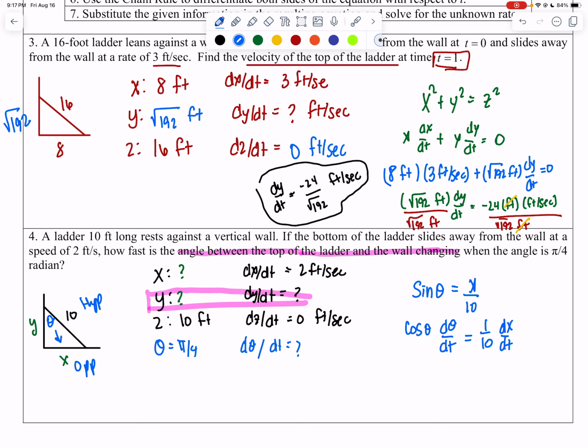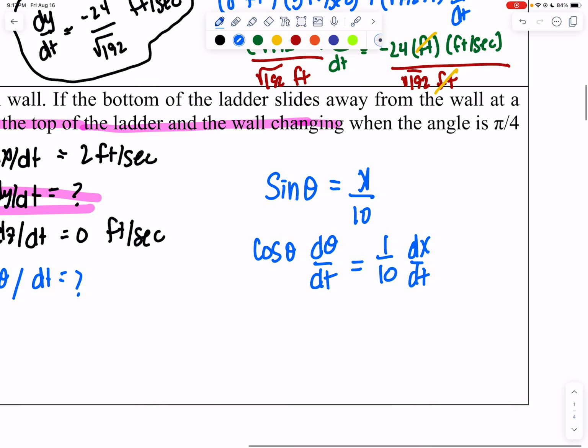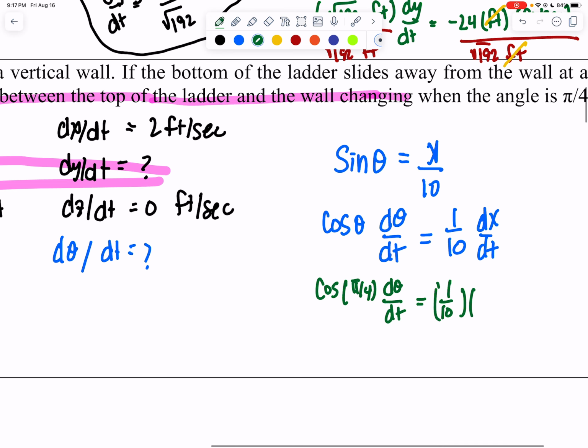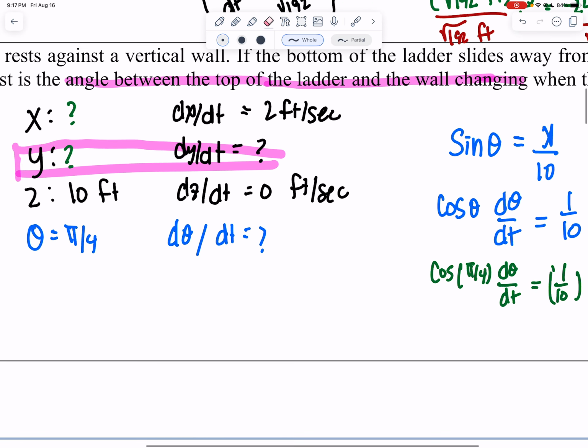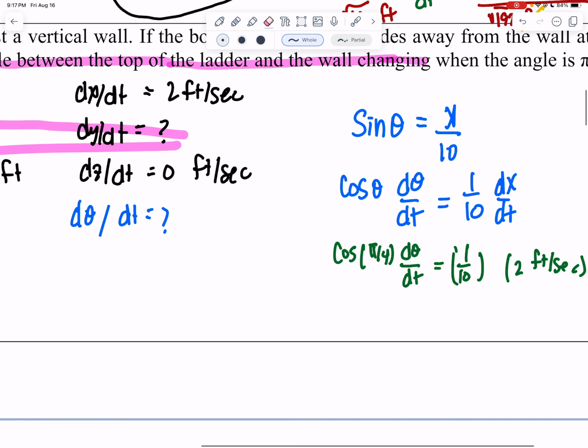And now at this point, we're just going to plug in everything we know. We want to find out what d theta dt is. So we know that theta is pi over 4, which means that we have cosine pi over 4 d theta dt is equal to 1/10, and we know that dx dt is 2 feet per second. The 10 was feet, so this is going to be feet.